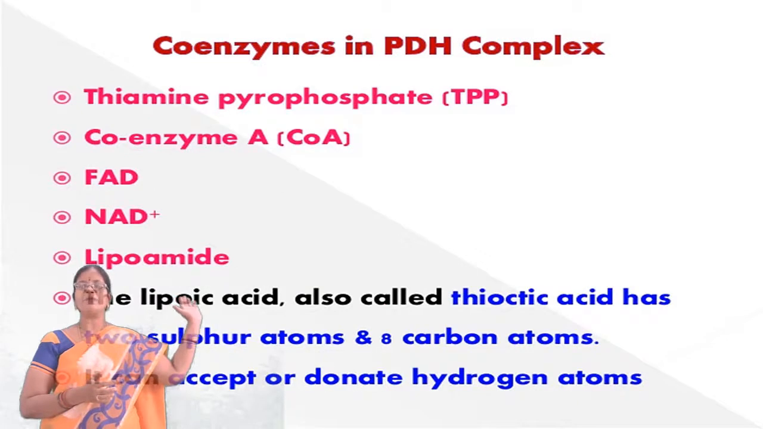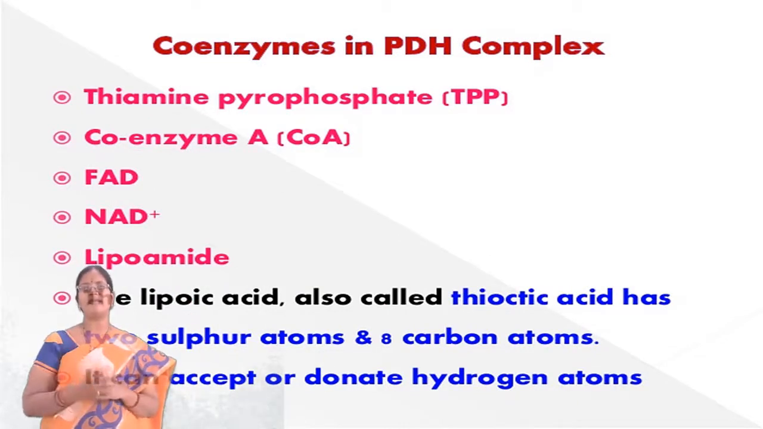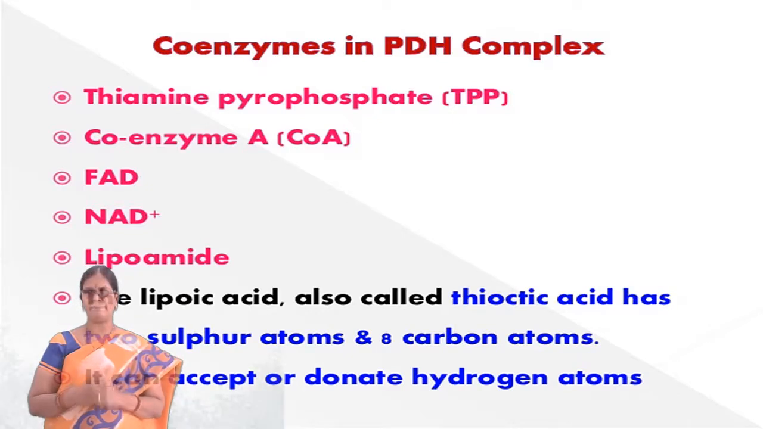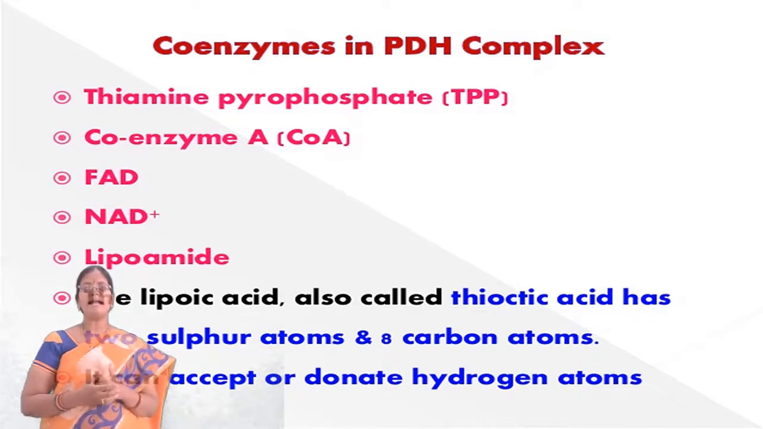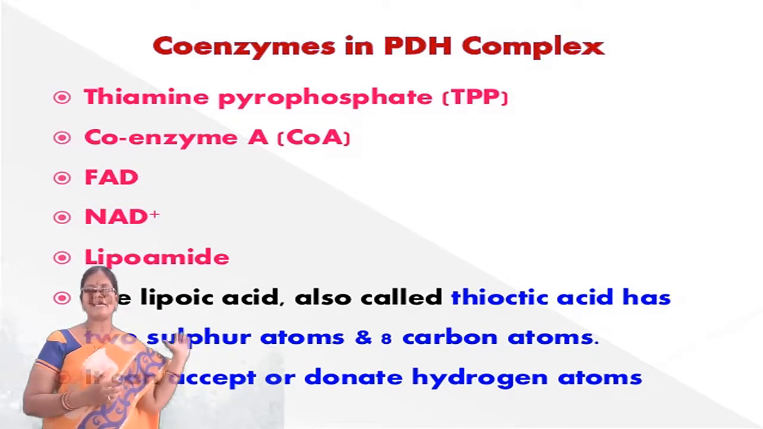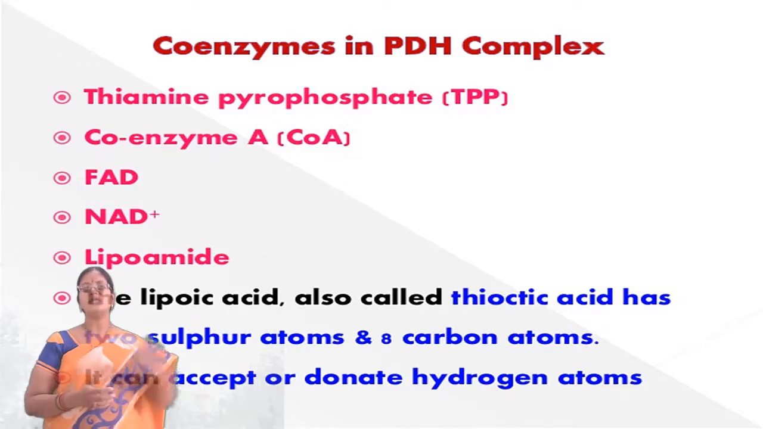Now, we will see the types of co-enzymes present in pyruvate dehydrogenase complex. The first one is thiamine pyrophosphate, TPP, then Co-enzyme A, FAD, NAD+, and the fifth one is lipoamide. Lipoamide is nothing but the lipoic acid, which is also called thioctic acid, which has 2 sulphur atoms and 8 carbon atoms in it. This lipoamide will accept or donate hydrogen atoms. So, this is about the co-enzymes present in PDH complex.